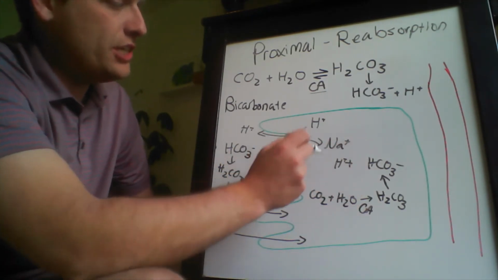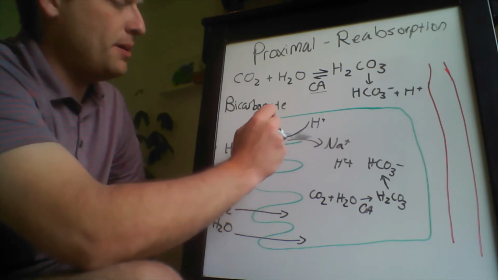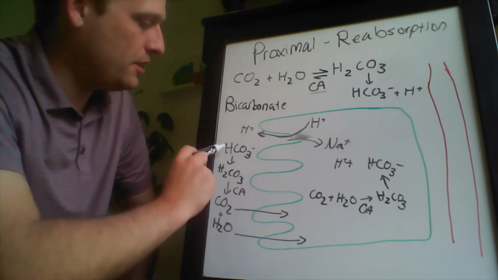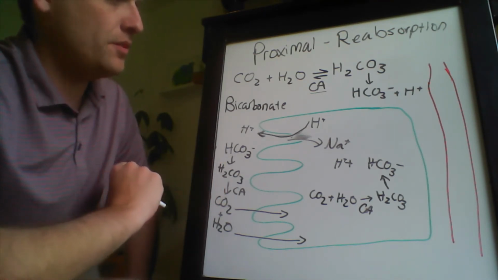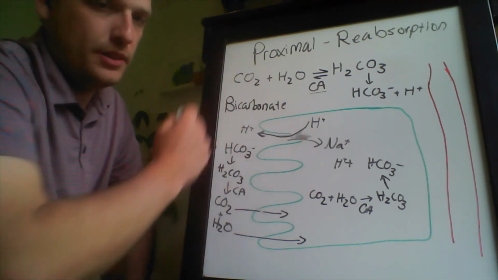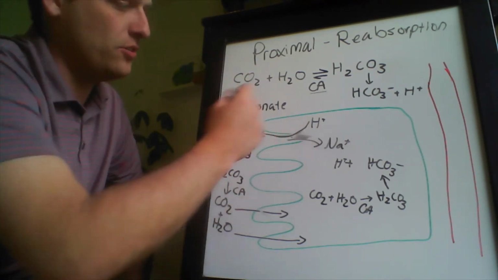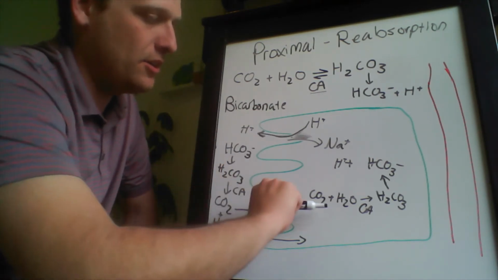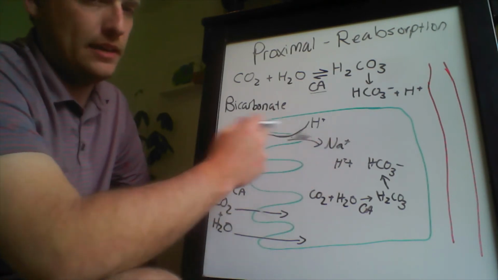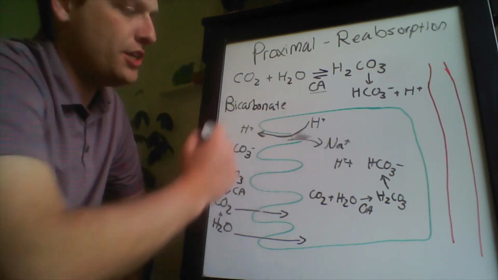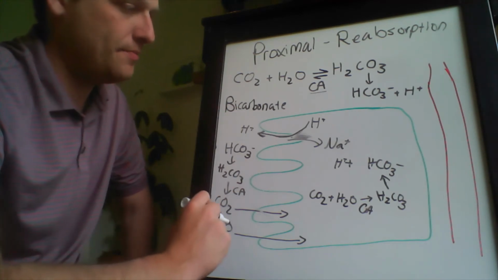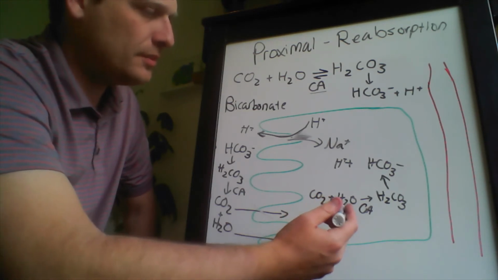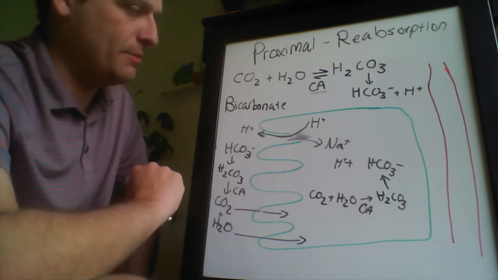So the fate of the hydrogen ion is to be pumped back out of the cell again, where it can pick up another molecule of HCO3 minus. So hydrogen is going to go in this cycle where it's pumped out of the cell, picks up a bicarbonate, goes back into the cell, is released again, and goes back out of the cell. So the hydrogen ion just circulates like this, but each time it's going to effectively bring in a molecule of bicarbonate.